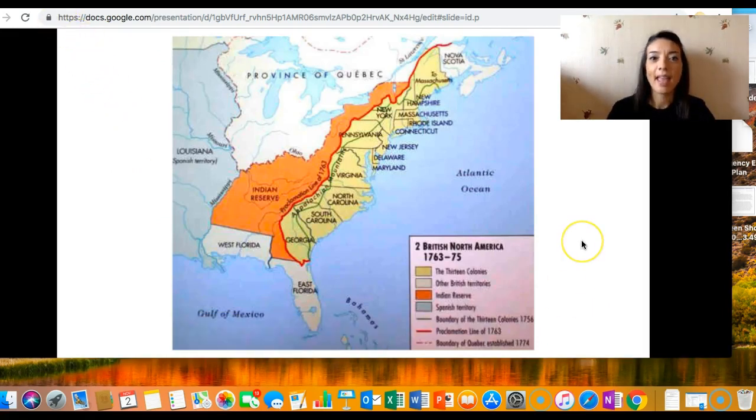Okay, here is a map that shows us the eastern part of the United States, okay? In yellow, you can see that these are the 13 colonies, and here runs the Appalachian Mountain Range. So right here, I hope you can see that it says the Proclamation line of 1763. This is where King George does not want them to go past, because this is where they have pushed Native Americans. As you can see, it says Indian Reserve.